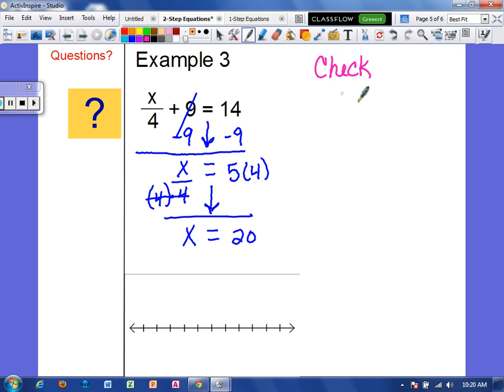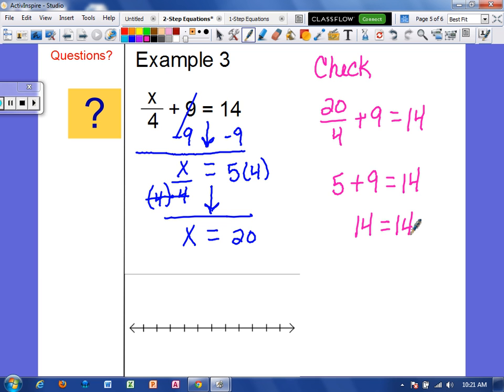If x equals 20, that means that 20 over 4 plus 9 should equal 14. So let's use order of operations again. Division comes before addition. 20 divided by 4 is 5. And then I'm going to rewrite the rest of the equation. So 5 plus 9 is 14. That equals the right side. So yes, this is our answer.